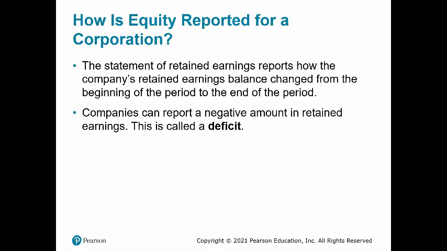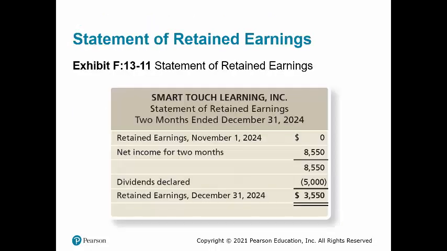One thing that the author brings up that we don't normally talk about that much is that companies can actually have a negative amount in retained earnings. This is called a deficit, and it can happen when a company has recurring losses and/or declares dividends in excess of their retained earnings. Most corporations do not operate very long with negative amounts in retained earnings. If that is the case, they are probably going to be having some type of liquidation in the near future.